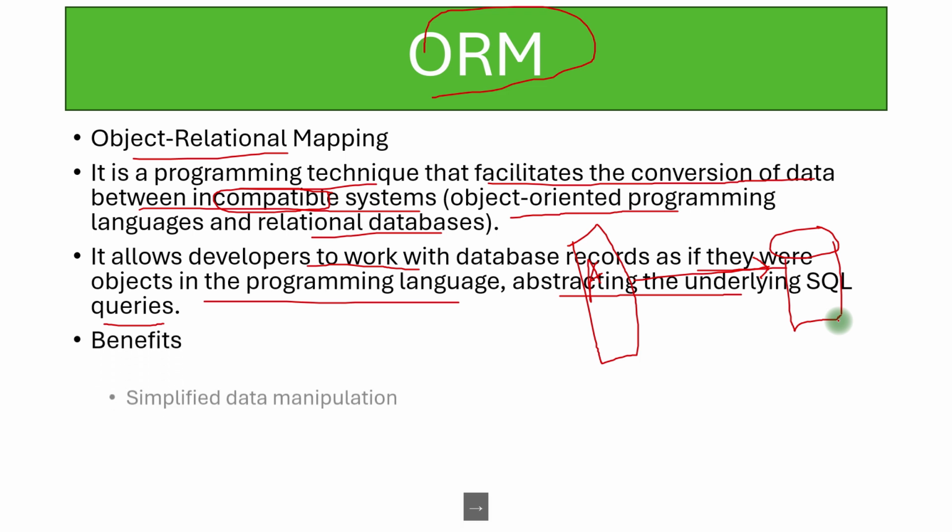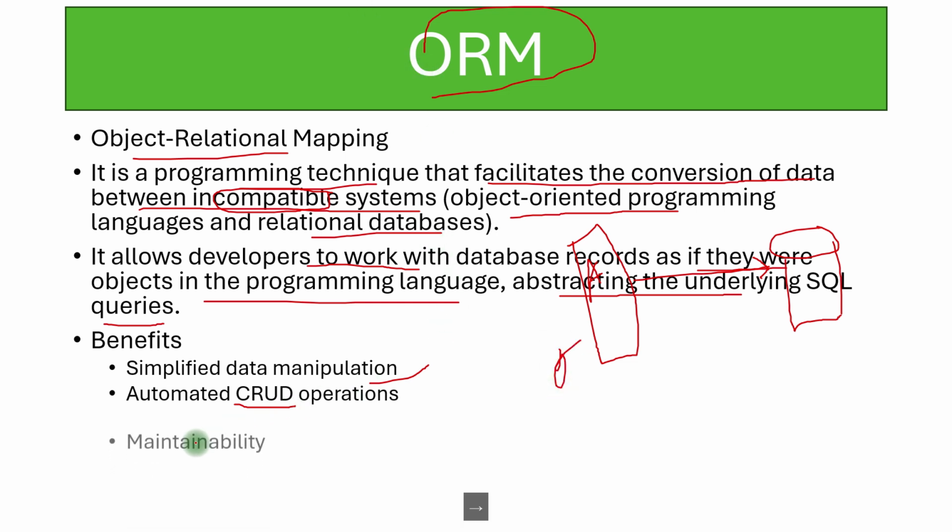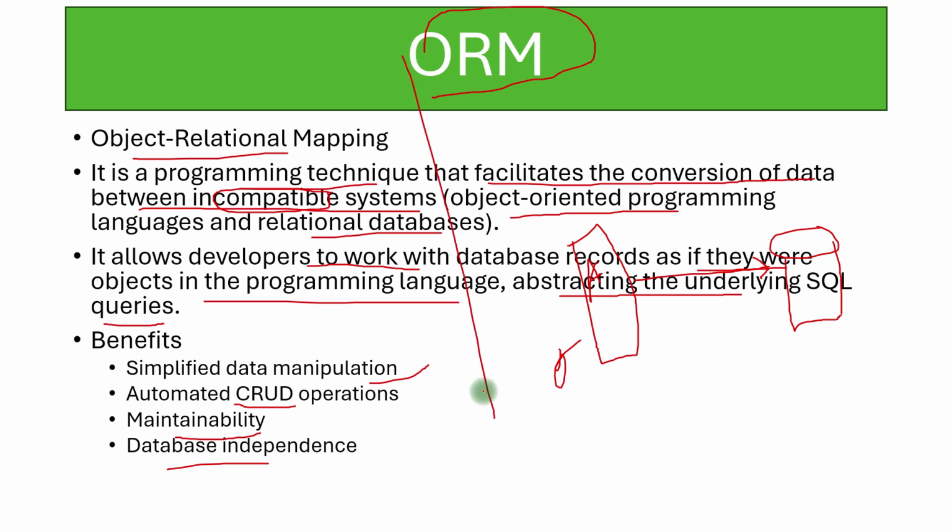What are the benefits of this ORM? Simplified data manipulation. Whatever create, read, update, delete I want to do, I can do with a single line of code. Automated CRUD operations are automatically provided by the ORM implementations. Maintainability: it helps us reduce a lot of boilerplate code, which improves maintainability. Database independence: whether I have to connect with MySQL, Oracle or PostgreSQL, it's just about the configuration that I have to make, and this is going to work out of the box. So that is all about the ORM, object relational mapping.